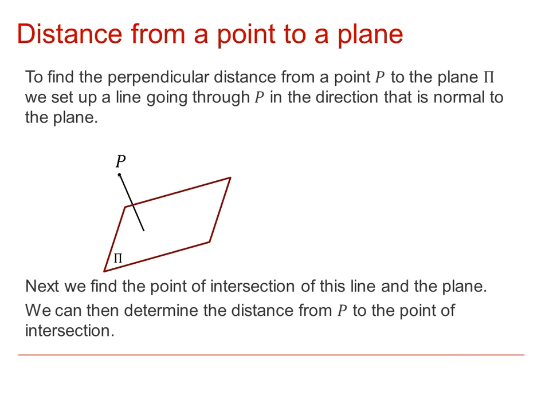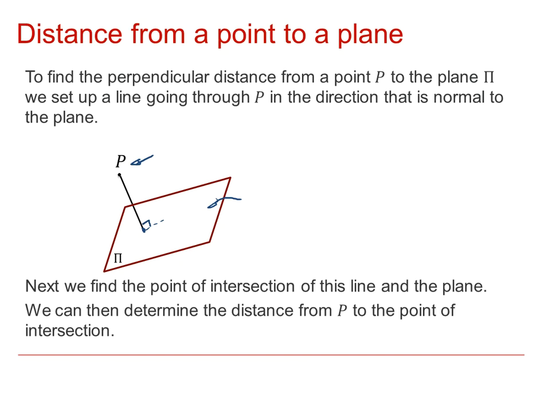This diagram illustrates the method we're going to use. Given a point and a plane, we want to find the shortest distance. The shortest distance is going to be a line from P which meets the plane at right angles.